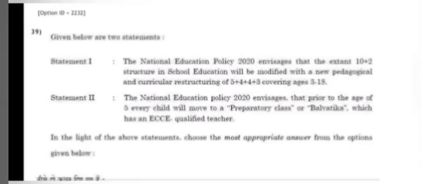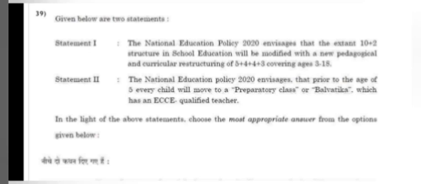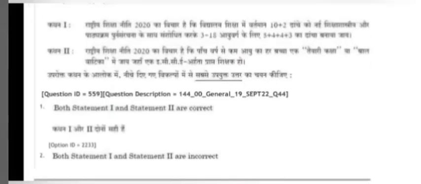Next. Given below are two statements. One says the National Education Policy 2020 envisages that the extant 10+2 structure in school education will be modified with a new pedagogical and curricular restructuring of 5+4+4+3 covering ages 3 to 18. 2 says the National Education Policy 2020 envisages that prior to the age of 5, every child will move to a preparatory class or Bal Vatika which has an ECCE qualified teacher. Now choose the correct option. Number 1 will be correct. Both 1 and 2 are correct.